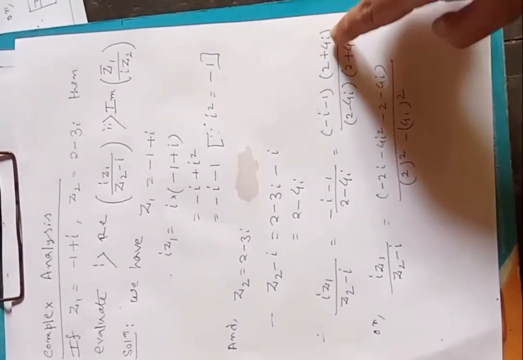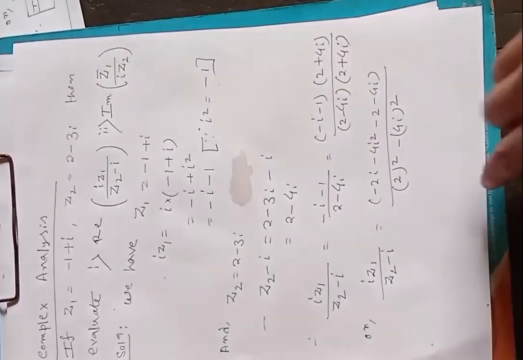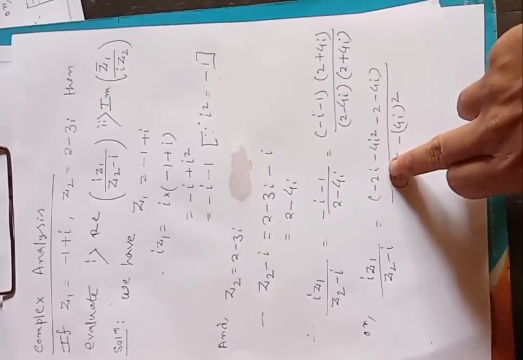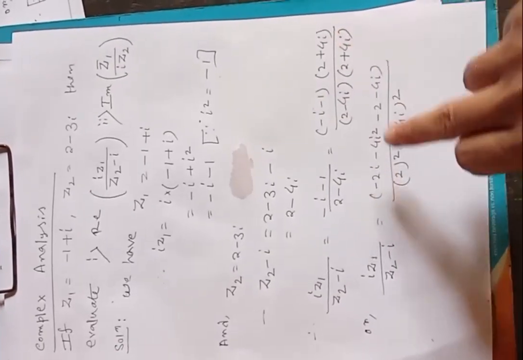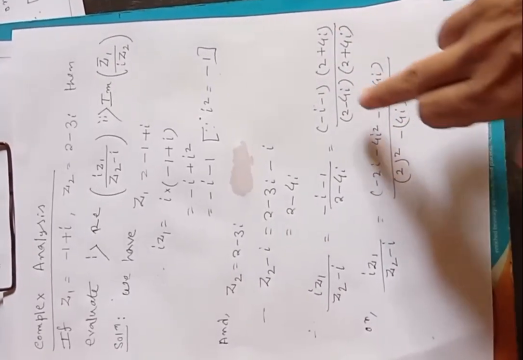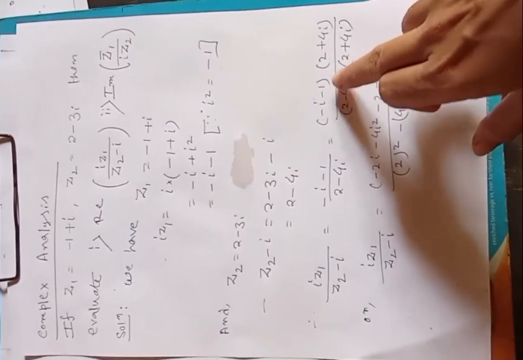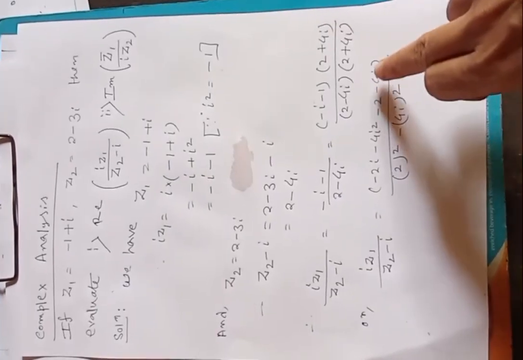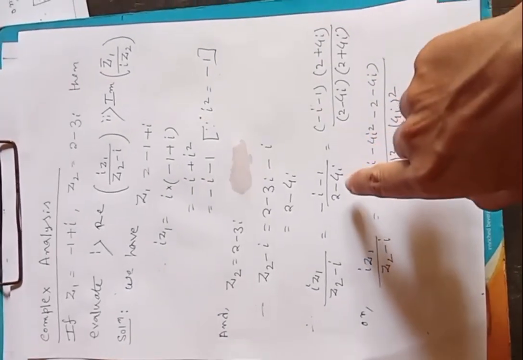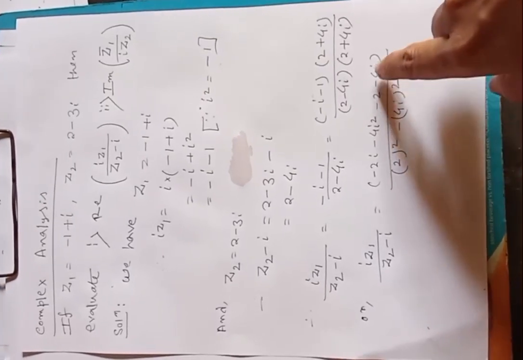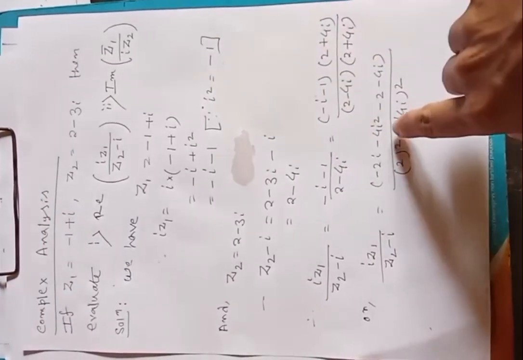So multiplying 2 plus 4i with minus i minus 1 will give us: minus i multiplied by 2 gives us minus 2i. Minus i multiplied by 4i gives us minus 4i square. Minus 1 multiplied by 2 gives us minus 2, and minus 1 multiplied by 4i will give us minus 4i. So in the numerator we have minus 2i minus 4i square minus 2 minus 4i, the result of this multiplication.